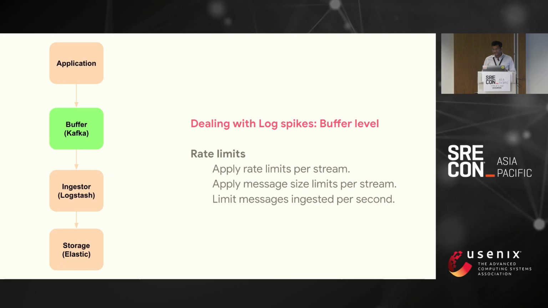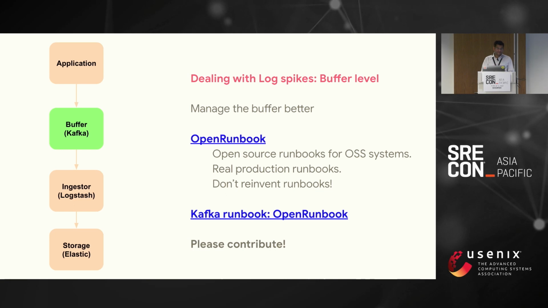You can also deal with log spikes at the buffer level, again with standard things like applying rate limits. You can apply rate limits per stream, and apply message size limits per stream. You can limit the number of messages ingested per second in Kafka, right? But the biggest thing with keeping the buffer stable is actually running Kafka very well. So you need to manage these buffers well, and that's not easy.